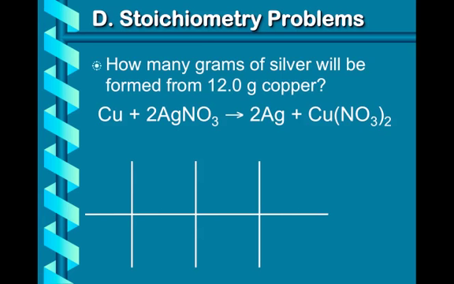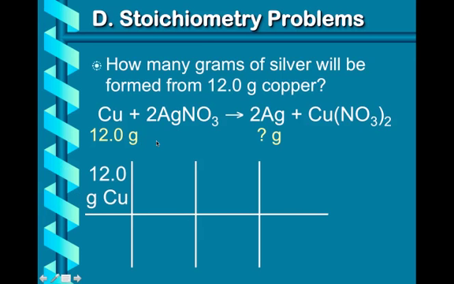Let's identify our known and unknown. Our unknown must be grams of silver. So we're looking for grams of silver. Don't get confused with grams of silver nitrate. If it were asking for silver nitrate, it would say silver nitrate. We're looking for silver, and we have 12 grams of copper. Okay, so we've identified our known and unknown. Third step in solving a stoichiometry problem is to set up our conversions. Always start with what we know. We know that we have 12 grams of copper.